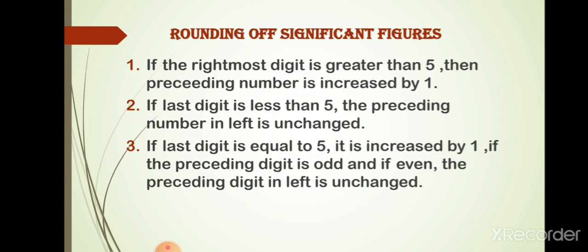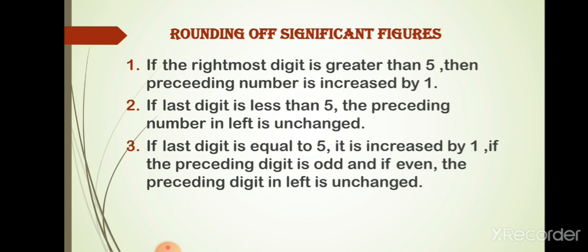Now the rules for rounding of significant figures. The first rule is if the rightmost digit is greater than 5, then the preceding number is increased by 1. For example, 1.537. Here 7 is greater than 5, hence 3 is increased by 1, therefore the answer will be 1.54.